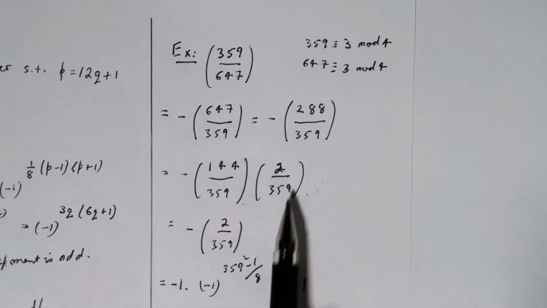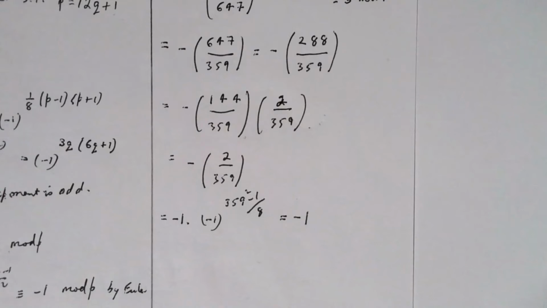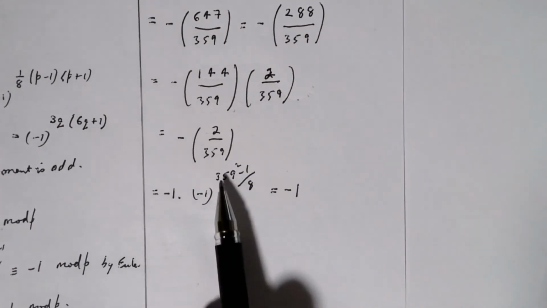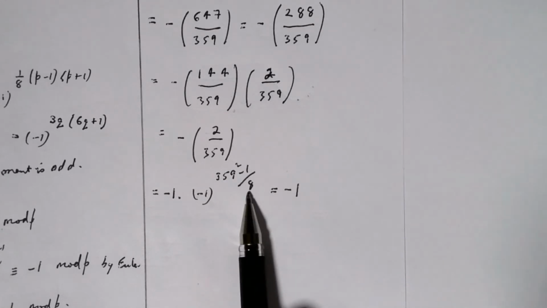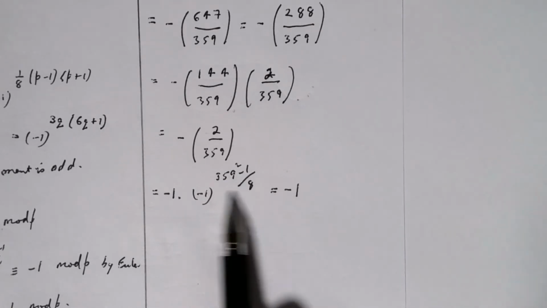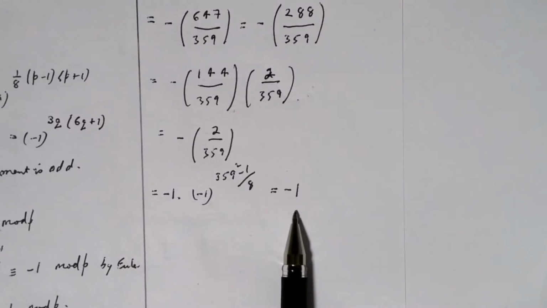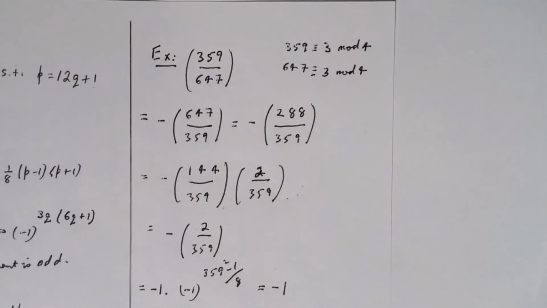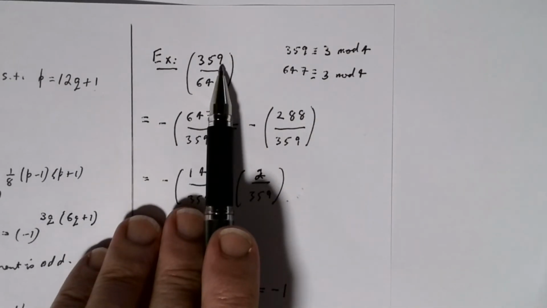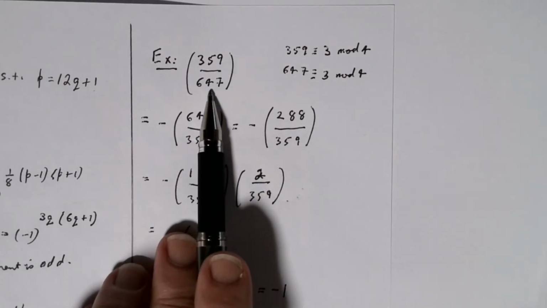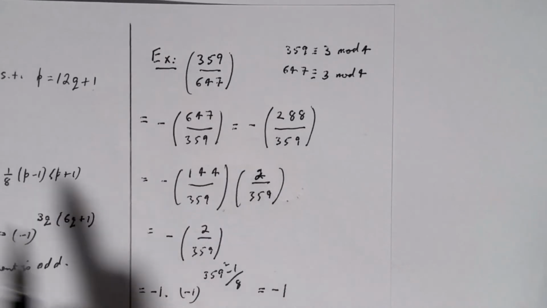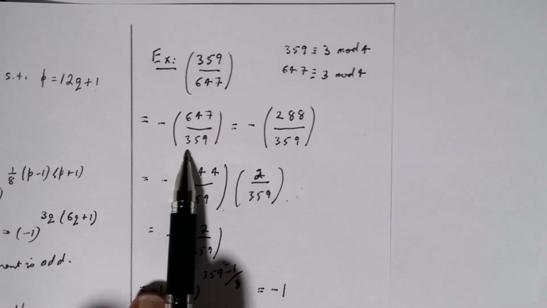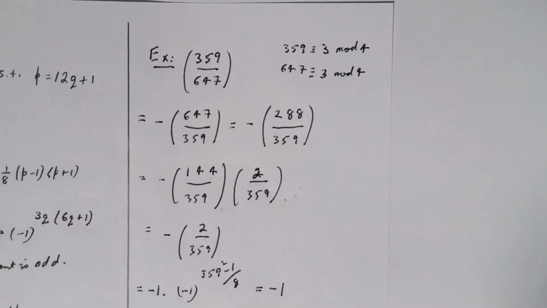So this just becomes minus 2 on 359, and we had a formula for how to calculate 2 over p. It was just minus 1 to the power p squared minus 1 over 8, and you calculate this, you find you just get minus 1. And so that tells me, going back to the original problem, that 359 is not a square modulo 647. But one of the key steps in this was to be able to invert. In other examples, you have to keep inverting and inverting until you get down to something fairly simple.